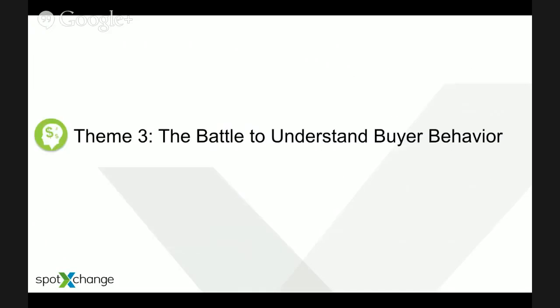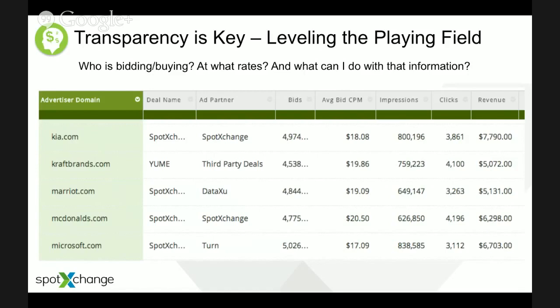So our third theme is going to focus on transparency and really the battle to understand buyer behavior. Really, what the industry has seen over the last year and a half is it's easier to see what buyers are buying. However, it's much more difficult to understand why they're not buying something. So one thing I wanted to show here is really how we can start beginning to level the playing field for publishers. As a publisher, you should know who is bidding and who is buying, at what rates they are buying, and finally, what can you do with that information?